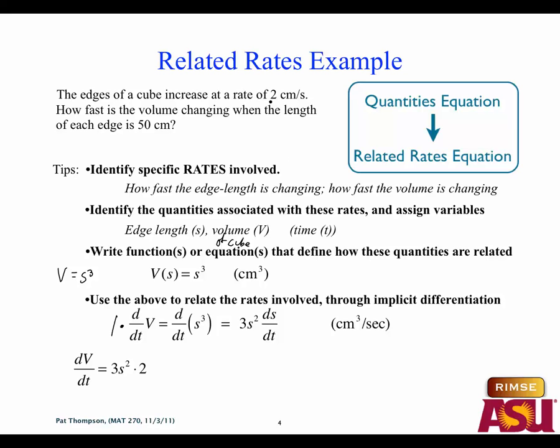That's our 50. The edges of the cube are increasing at 2 centimeters per second. That's our dS/dt. 50 is our current value of S. This vertical bar means evaluate this quantity when this thing is true. So that means that S is 50, and we get 3 times 50 squared times 2, which is 15,000 centimeters cubed per second.